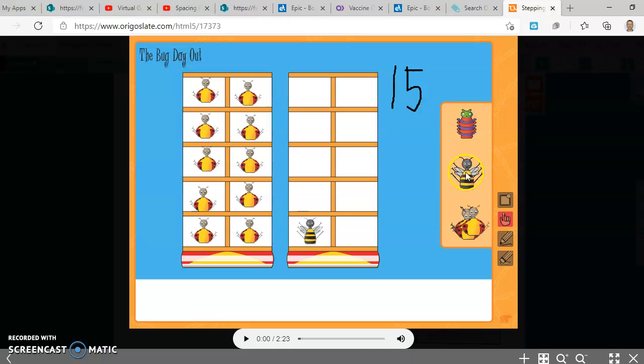11, 12, 13, 14, 15. There it is. Very good. So what would we say about 15? 15 is 10, and how many more? 1, 2, 3, 4, 5. 15 is 10 and 5 more. All right, let's do one more.